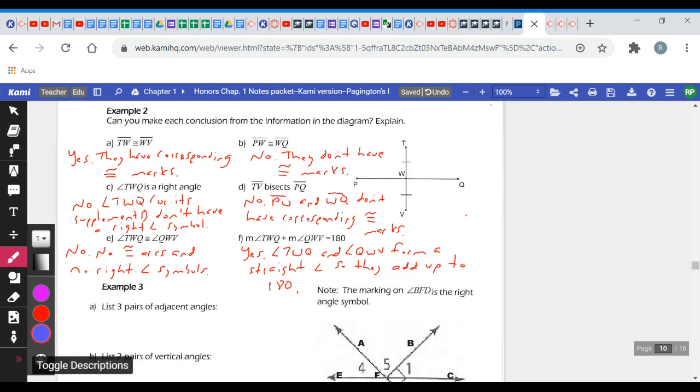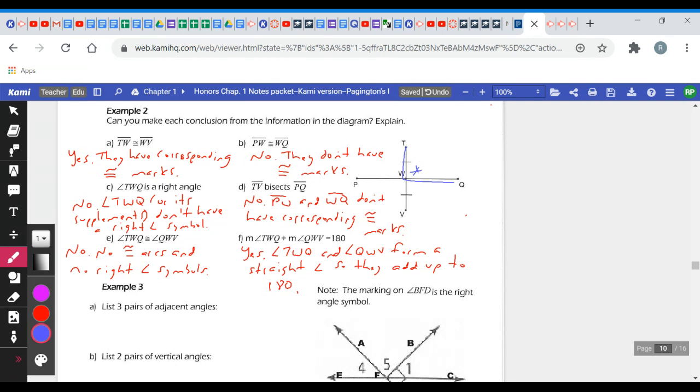Okay, if we look at C, it says TWQ is a right angle. So if I look at angle TWQ, which is this angle, there is no indication to know that it's a right angle. It does kind of look like a right angle, but there's no right angle symbol. It doesn't talk about perpendicular. It doesn't have a 90 degrees in there. So I would say no. I do not know that that is a right angle.